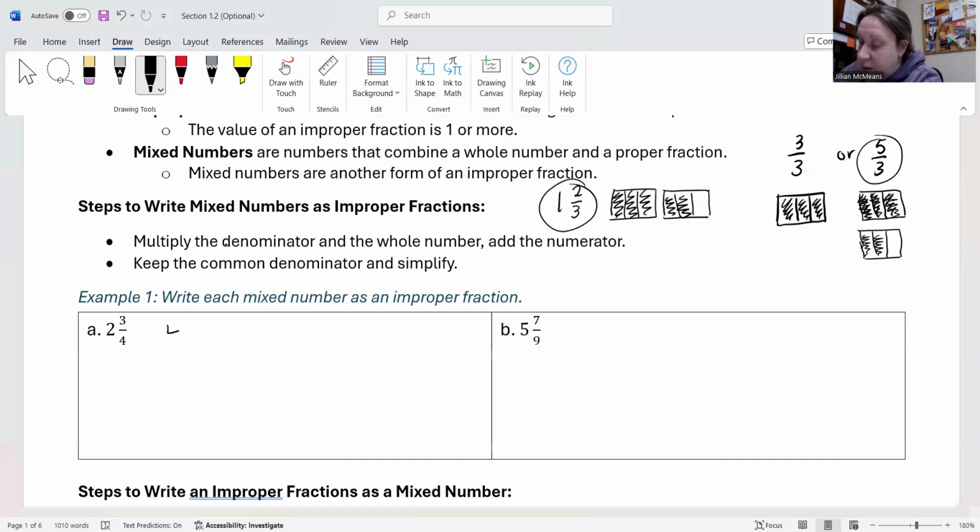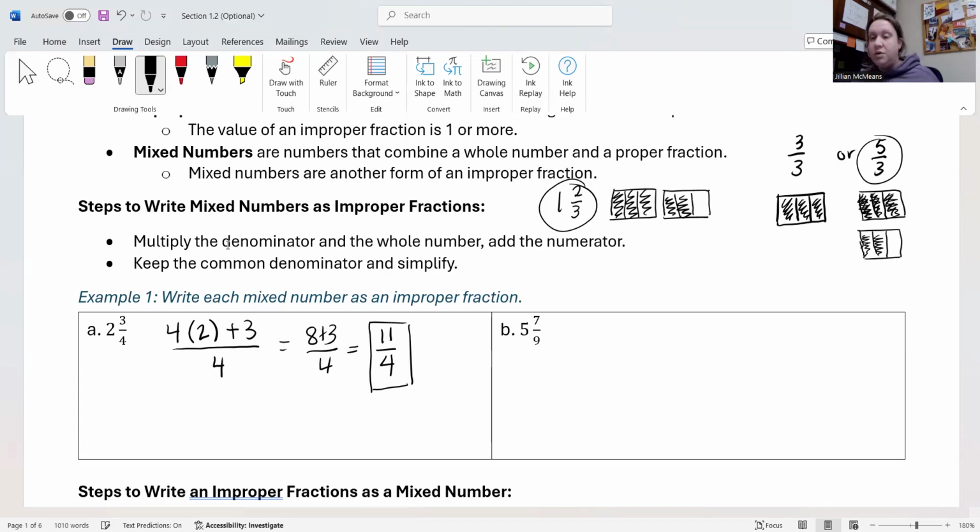So we take the denominator, we multiply it by the whole number, so 4 times 2. We add the numerator, and then we just put all of that over the original common denominator, that original denominator. So using the order of operations, 4 times 2 is 8. 8 plus 3 is 11. So 2 3/4 is equal to 11/4.